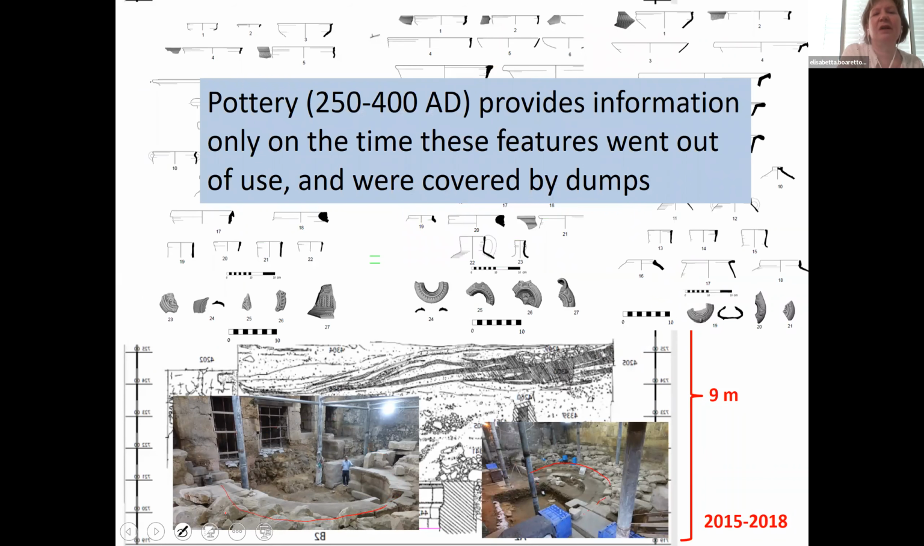The pottery was Roman, but could not give better resolution than 250, 480. This is because the place was also used very often as a dump, so it could have been material that was removed from other locations. So the pottery was not really helpful in this case.